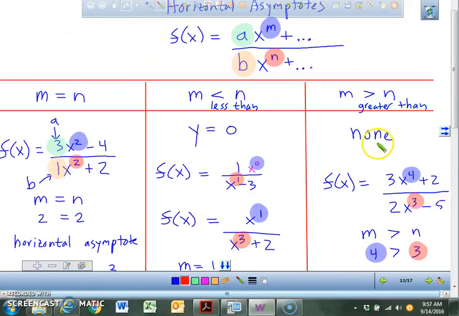The last scenario is when you have no horizontal asymptote, and that's where your exponent up here, the m value, is going to be greater than n. Notice in this equation, we have 3x to the power of 4, that's a 4, and 2x to the power of 3, that's a 3. 4 is greater than 3, so therefore that would be none.